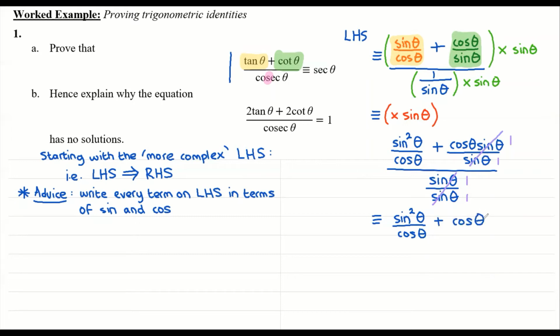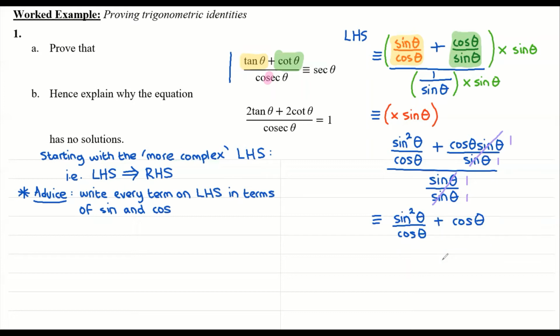Okay, because the sine thetas cancel. Now the denominator cancels down to 1. Okay, so I'm essentially done. I could, in theory, write this all over 1, but there's no point, is there? I've just got that numerator because the denominator is simplified to 1. So we won't do that.